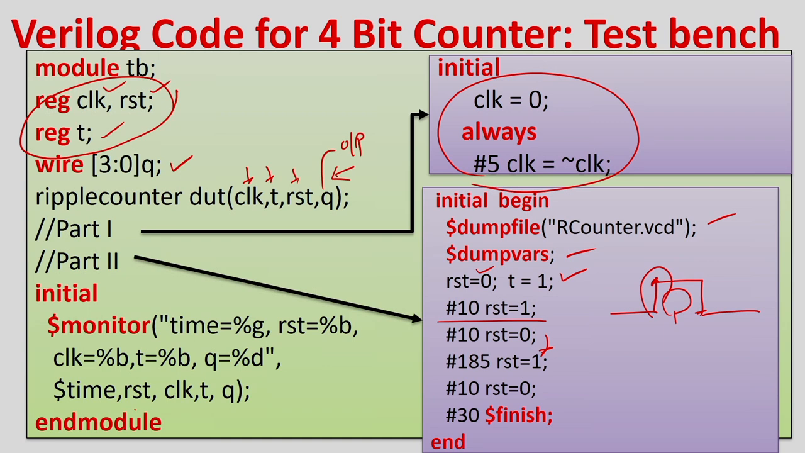And in this part we are simply monitoring, at every time instance and every change, RST, reset, clock, T and output Q. And this Q we are monitoring as integer values.